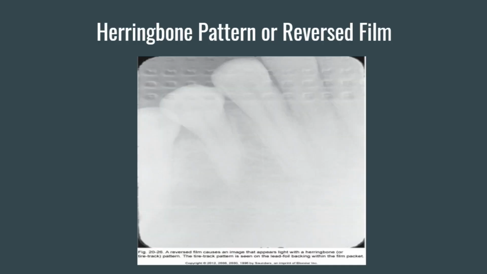And lastly, we have a herringbone pattern or a reversed film. So those little dashes, you can see it's a lighter film and there's little dashes at the top there. That's the pattern that they're referring to. And what happened here is the film was placed backwards in the patient's mouth. So then the X-ray beam came in contact with the teeth and then the lead foil backing and then the film, when it should be contact with the teeth, contact with the film, then the lead foil backing.